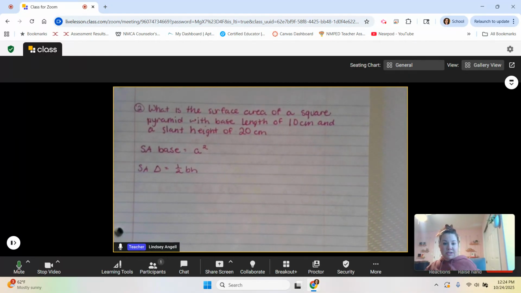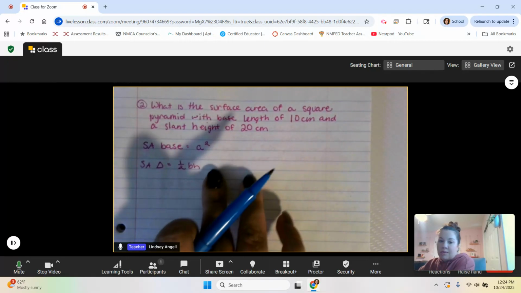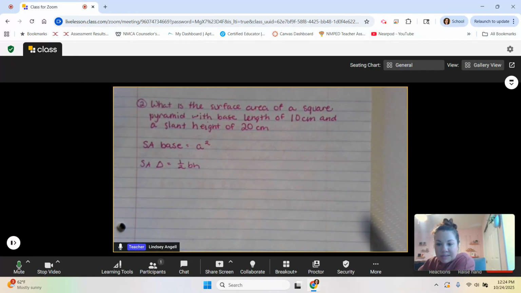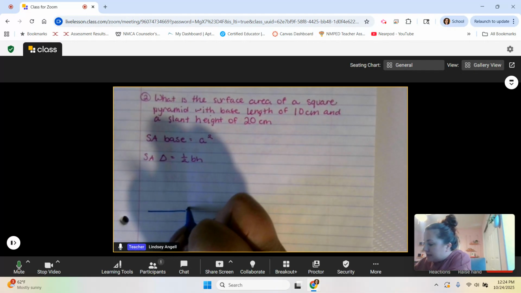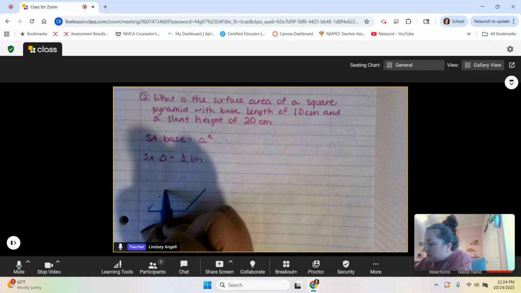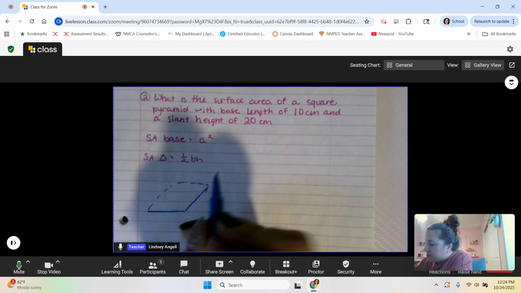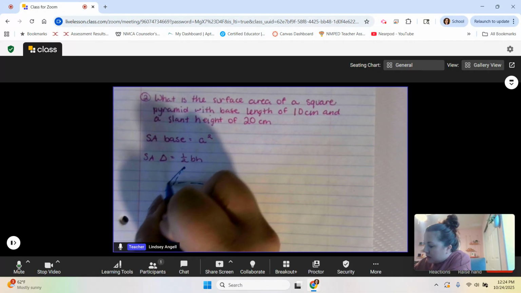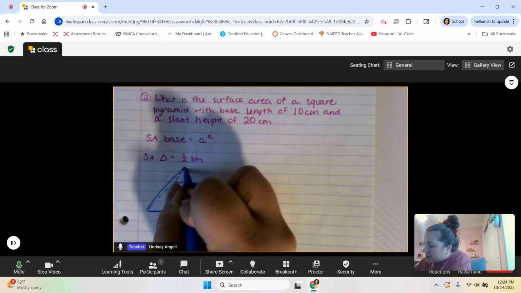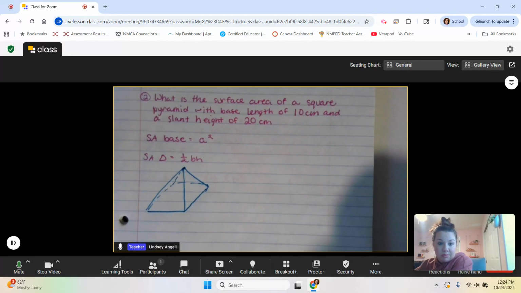All right, what is the surface area of a square pyramid with a base length of 10 centimeters and a slant height of 20 centimeters? So this one I wanted to kind of show you why it's built the way it's built, okay? So if I were to draw this, we've got, just pretend like that's a square, and that these are straight lines. Okay, so there's my square pyramid.